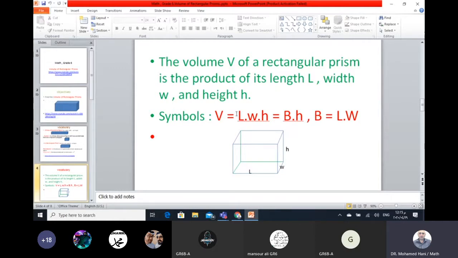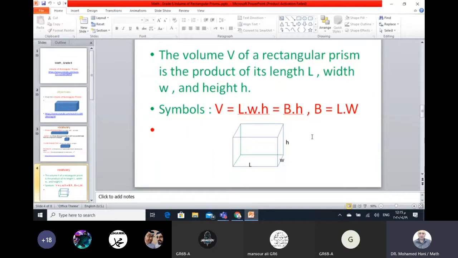L times W is the area of the rectangle. So I can write L times W equal P. P means the area of the rectangle. So I can use L times W times H or I can use P times H. And what's the meaning of P? P equal L times W. So I can use this formula or this formula, the same idea.